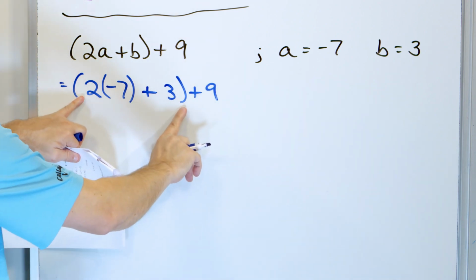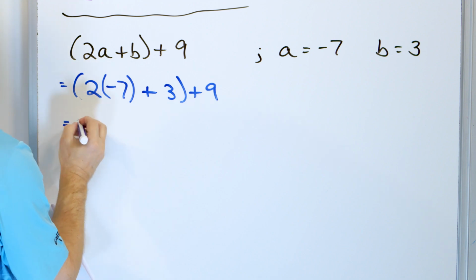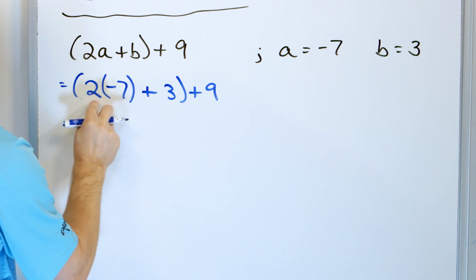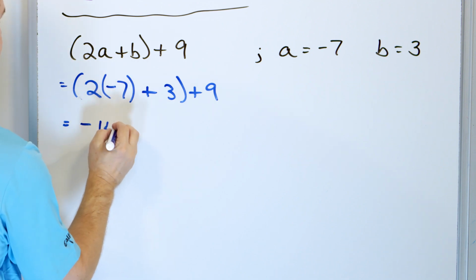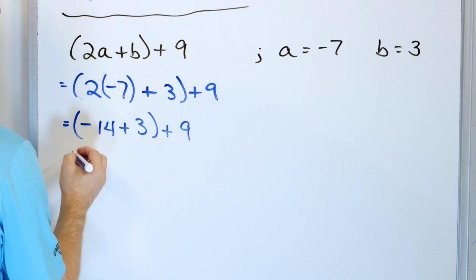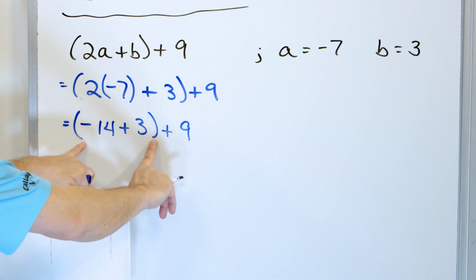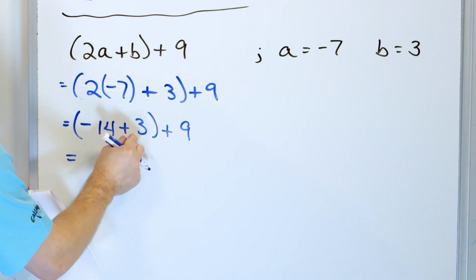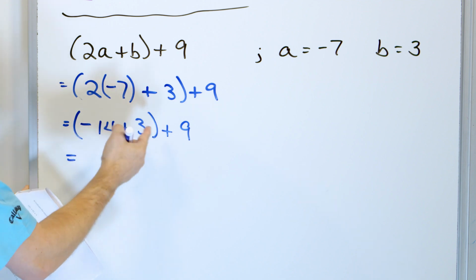Now on the inside, we have this multiplication happening. That has to happen first. 2 times 7 is 14, but it's a negative times positive, so it's negative 14. And then we're adding that 3 to it, and then adding that 9 on the outside. So we have to do the parentheses first. We have a negative 14 plus a positive. So we have opposite signs, we subtract.